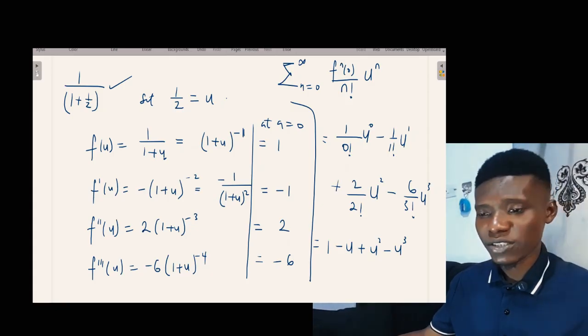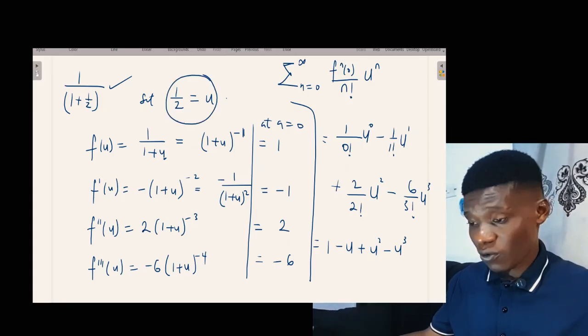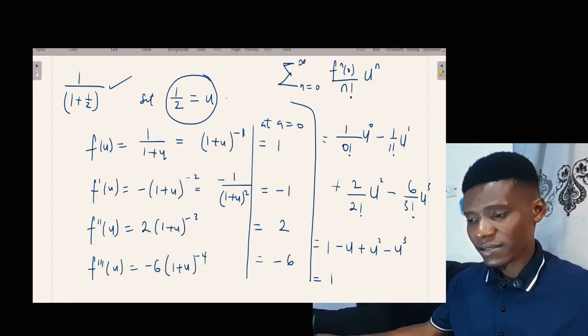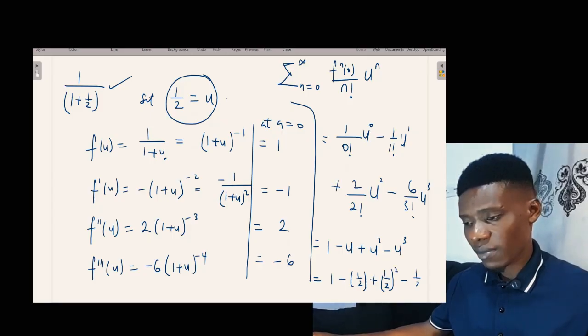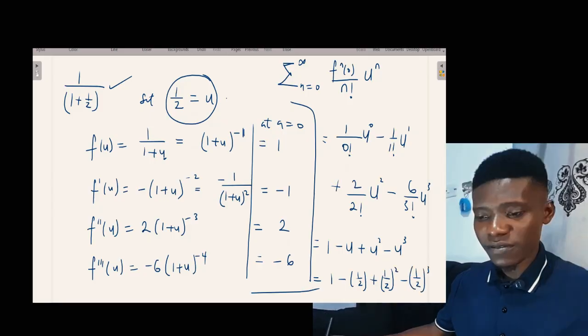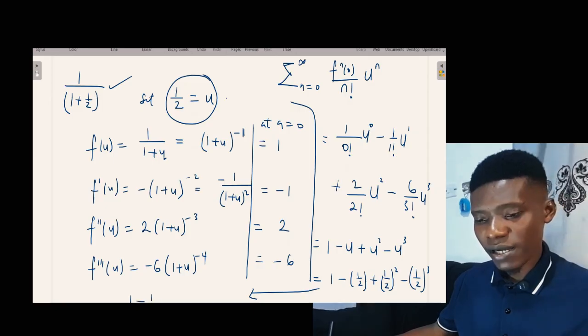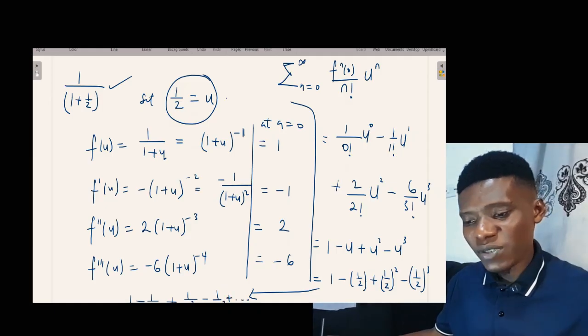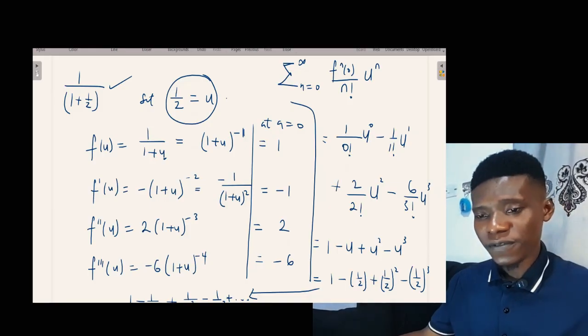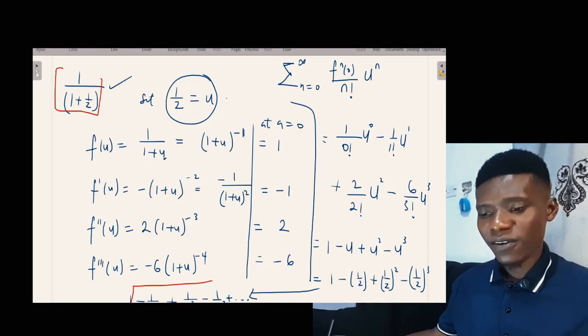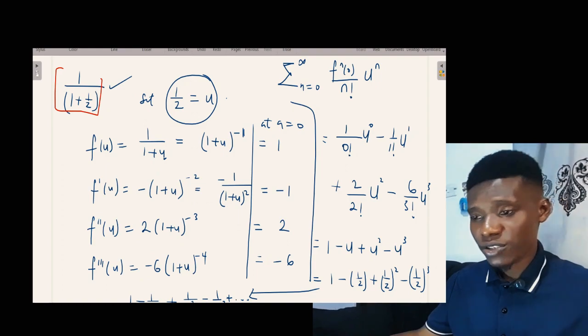Do not forget that u is the same thing as 1 over z. Then you substitute to get 1 minus 1 over z plus 1 over z to the power of 2 minus 1 over z to the power of 3. And this gives us 1 minus 1 over z plus 1 over z squared minus 1 over z cubed plus, and so on. Now that we have the expansion of this term, we can easily substitute into the question.